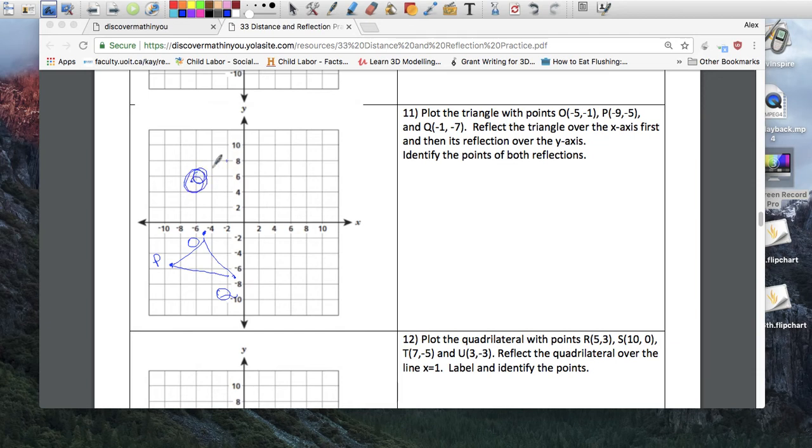and then we're going to reflect it over the y-axis. Here's your y-axis up and down, and we're going to end up here. So this is our final location. Okay, so this triangle is going to be reflected this way, and then to the right. So up and then to the right.